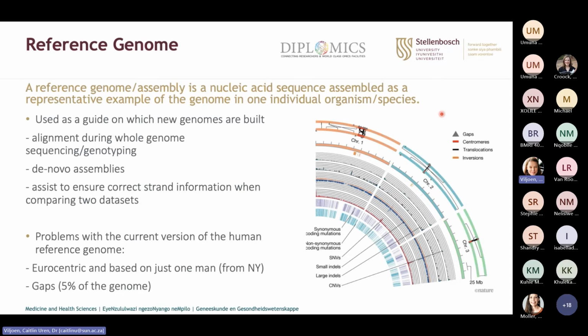There are also gaps in the reference genome. You can see in the image on the right-hand side that the gaps are indicated by triangles, centromeres in red, translocations in navy, and inversions in orange. So you can see that there are still quite a few gaps in the genome. About 5% of the genome still has gaps. So there's a lot of work that's currently happening to fill in those gaps.